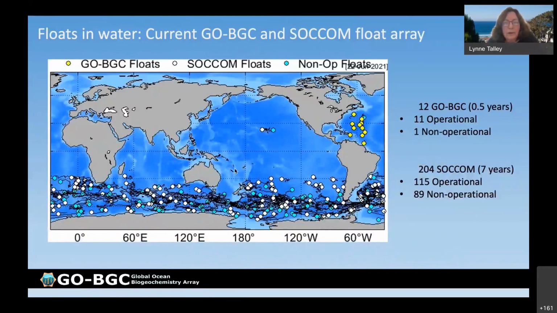This is our current GO-BGC and SOCOM float array at the bottom in the Southern Ocean, and also around Hawaii. There's a couple of SOCOM test floats. You'll see SOCOM, including floats that are alive and floats that have already perished in the cyan. And you'll see in the Western North Atlantic our first GO-BGC deployments from this past March and April.